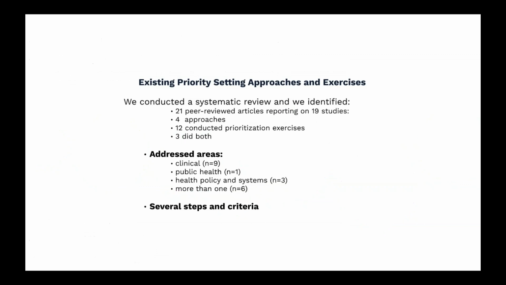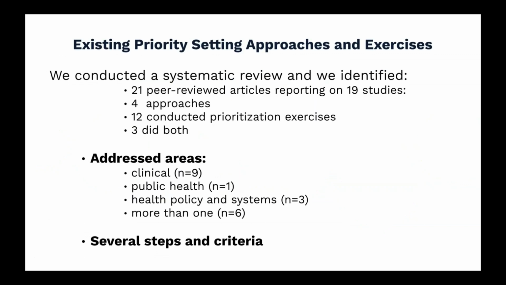And actually, this work is based on a recent systematic review of the literature that we've conducted here at AUB to look at existing approaches and priority setting exercises in the literature. Based on the findings of the review, we've identified 21 peer-reviewed articles that reported on 19 studies. Among these studies, there were four priority setting approaches that were proposed, 12 conducted prioritization exercises, and 3 studies reported on both proposed approaches and conducted exercises.